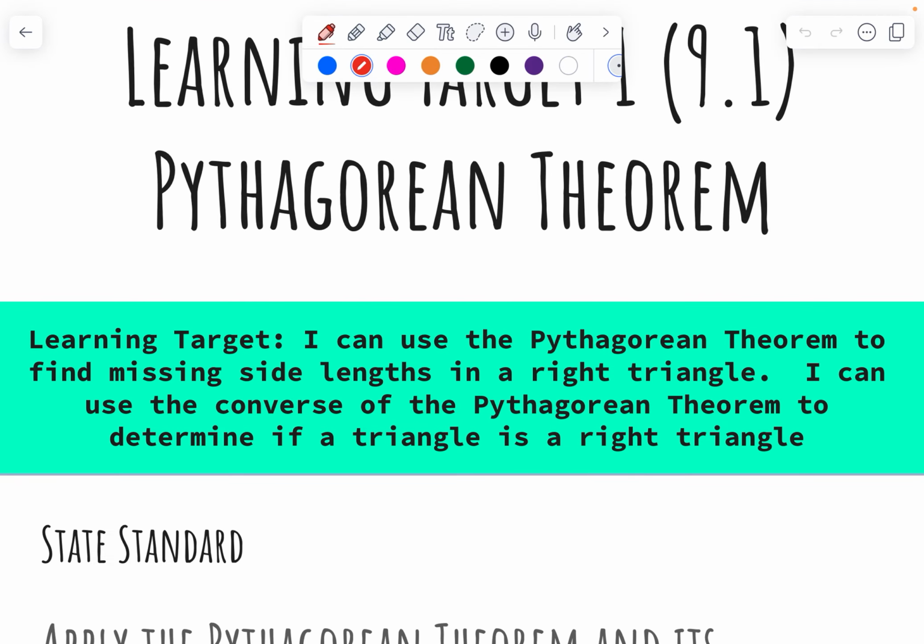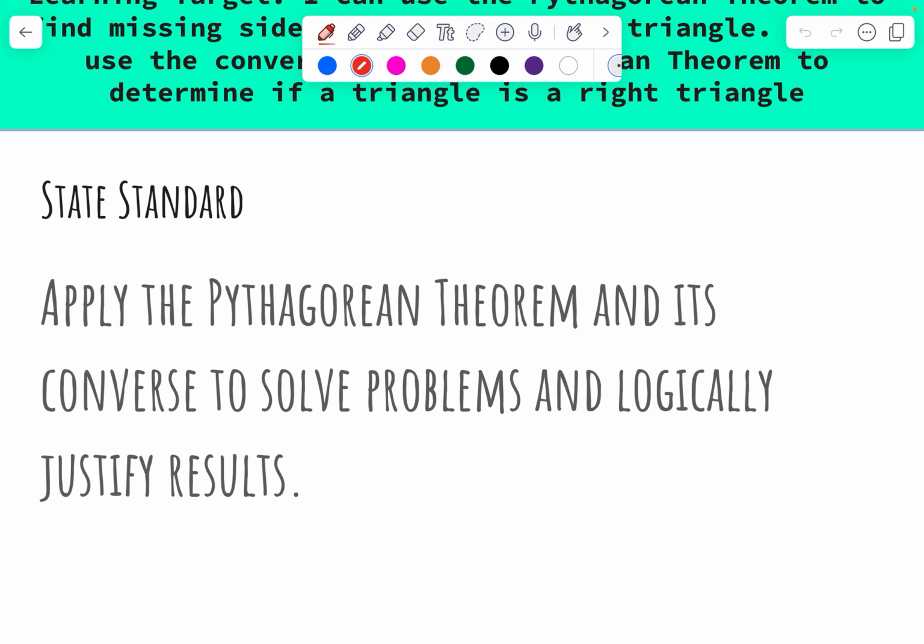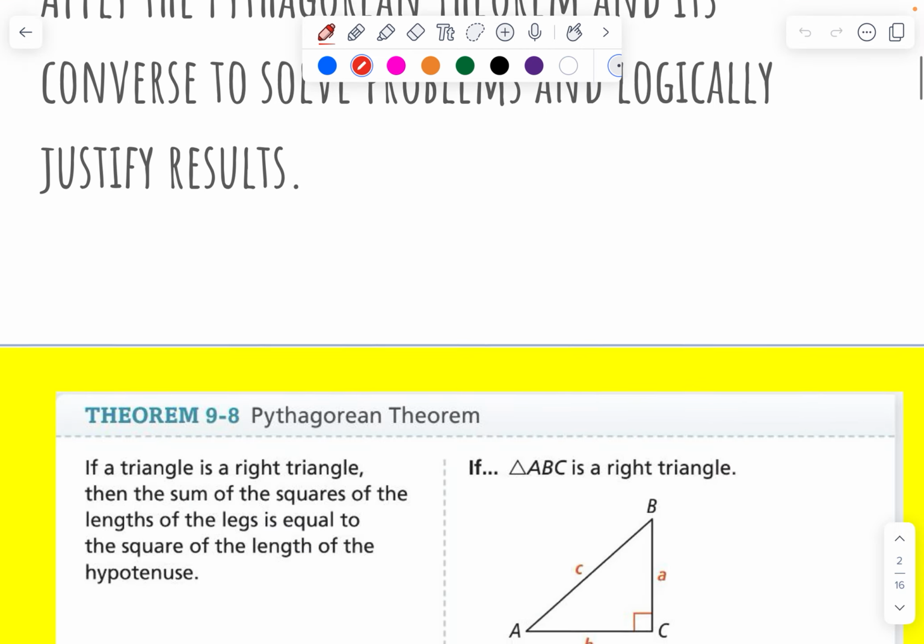Our learning target: I can use the Pythagorean Theorem to find missing side lengths in a right triangle, and I can use the converse of the Pythagorean Theorem to determine if a triangle is a right triangle. Our state standard is apply the Pythagorean Theorem and its converse to solve problems and logically justify results.